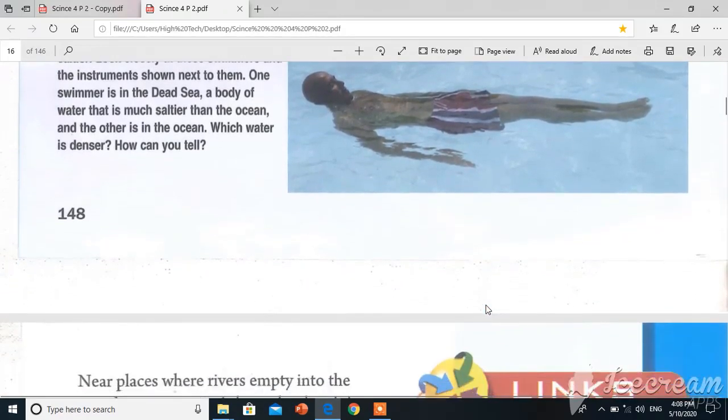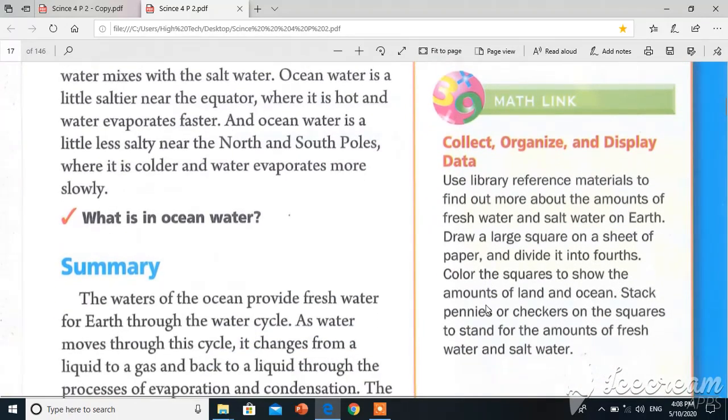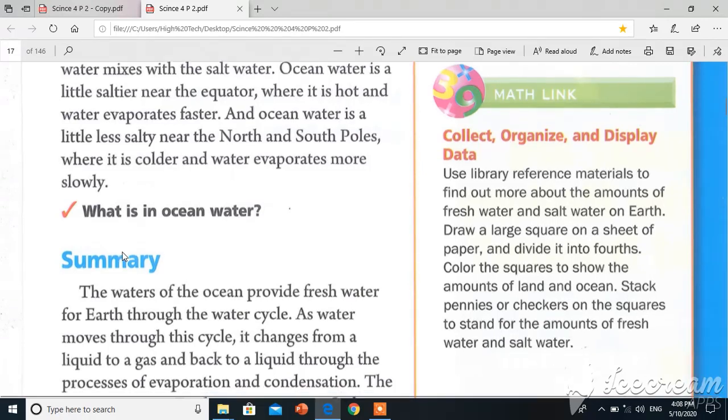Let's go to the summary and review. Look at this question: what is in ocean water? Please write down here: ocean water is a mixture of water and salt, about 96% water and 4% salt.